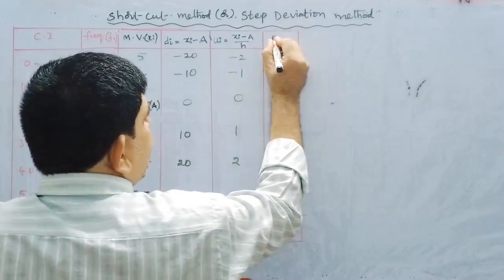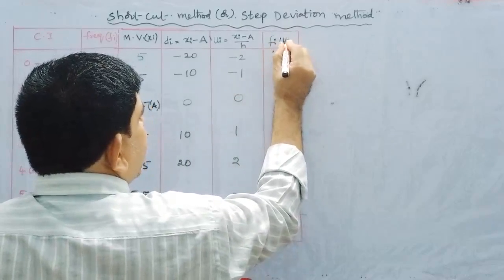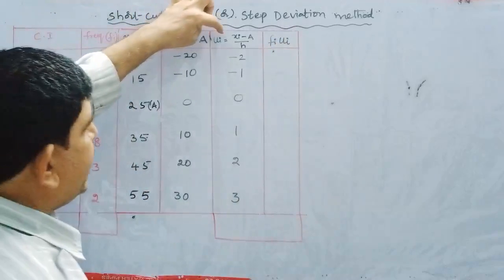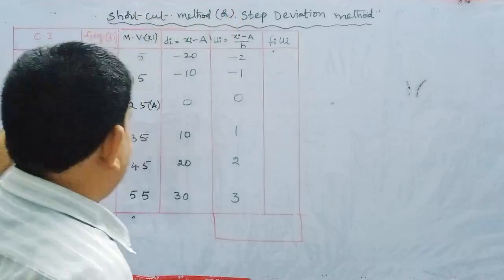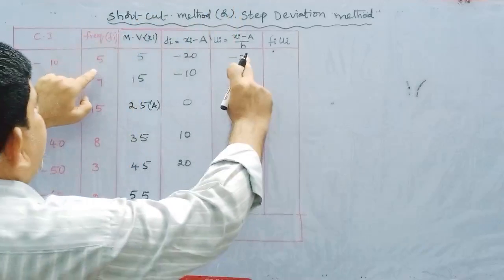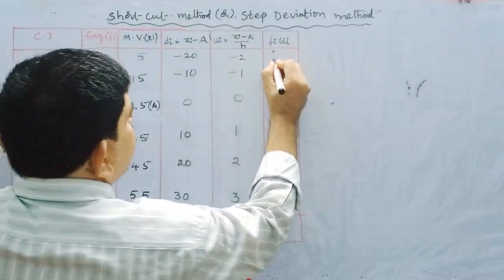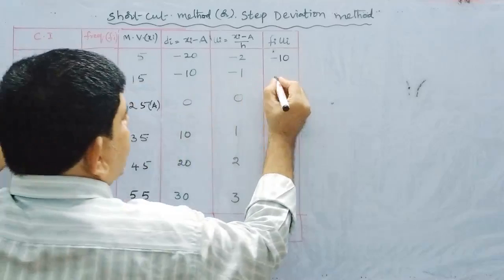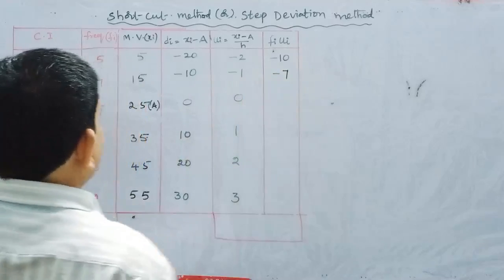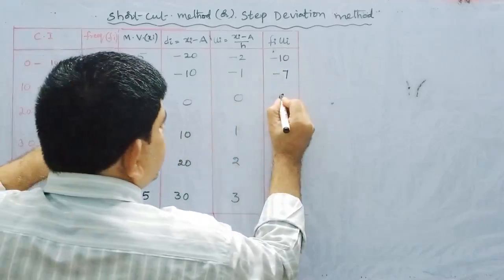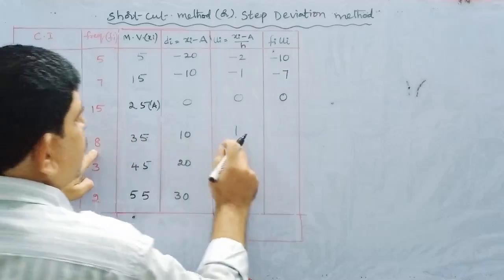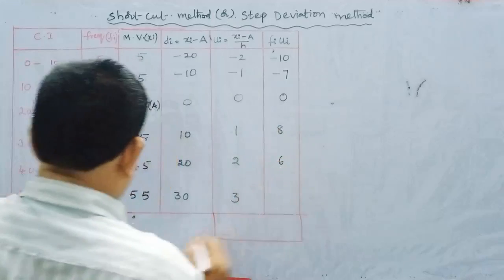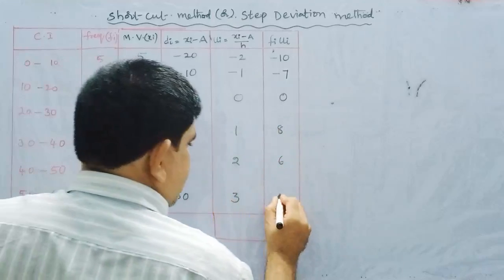Next column is Fi ui. Fi is frequency, ui is xi minus a by h. Now Fi ui: 5 into minus 2, minus 10. 7 into minus 1, minus 7. 15 into 0, 0. 8 into 1, 8. 3 into 2, 6. 2 into 3, 6.